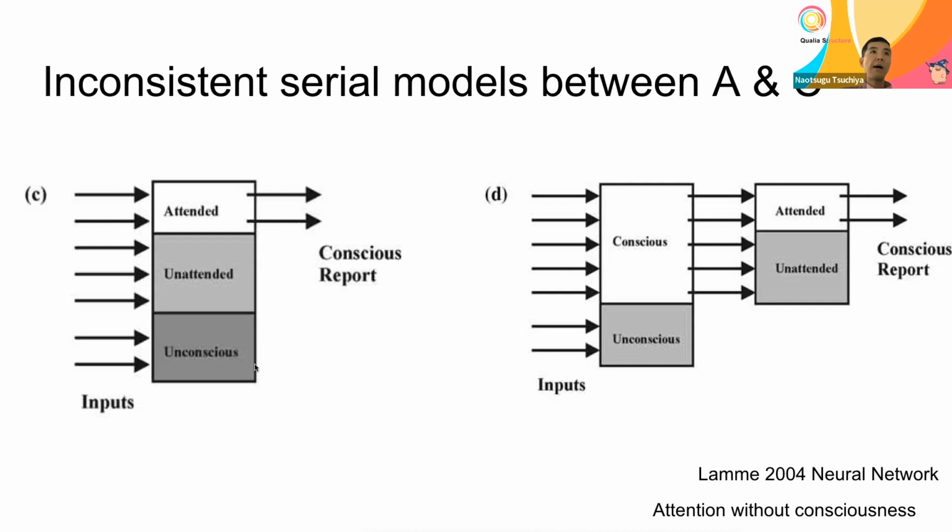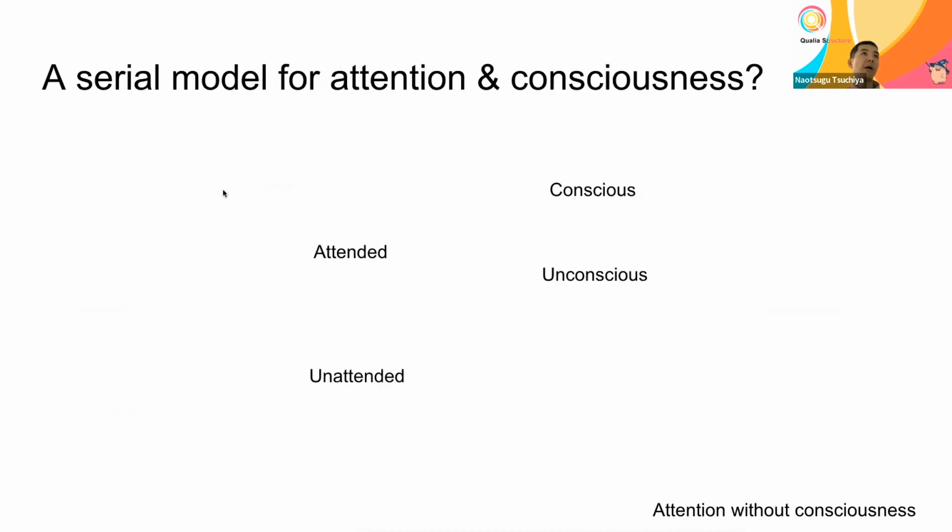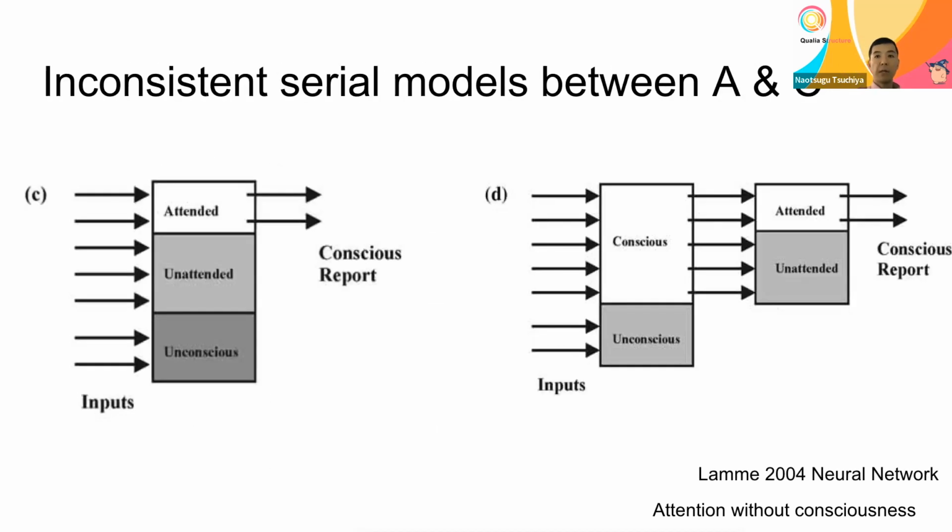So these serial models suggest that first there is some kind of filtering according to attention. The left one says that the attended one results in conscious report, but the unattended one, unconscious from the beginning, remains in the darkness. But then what happens to this attended but non-conscious stimulus?